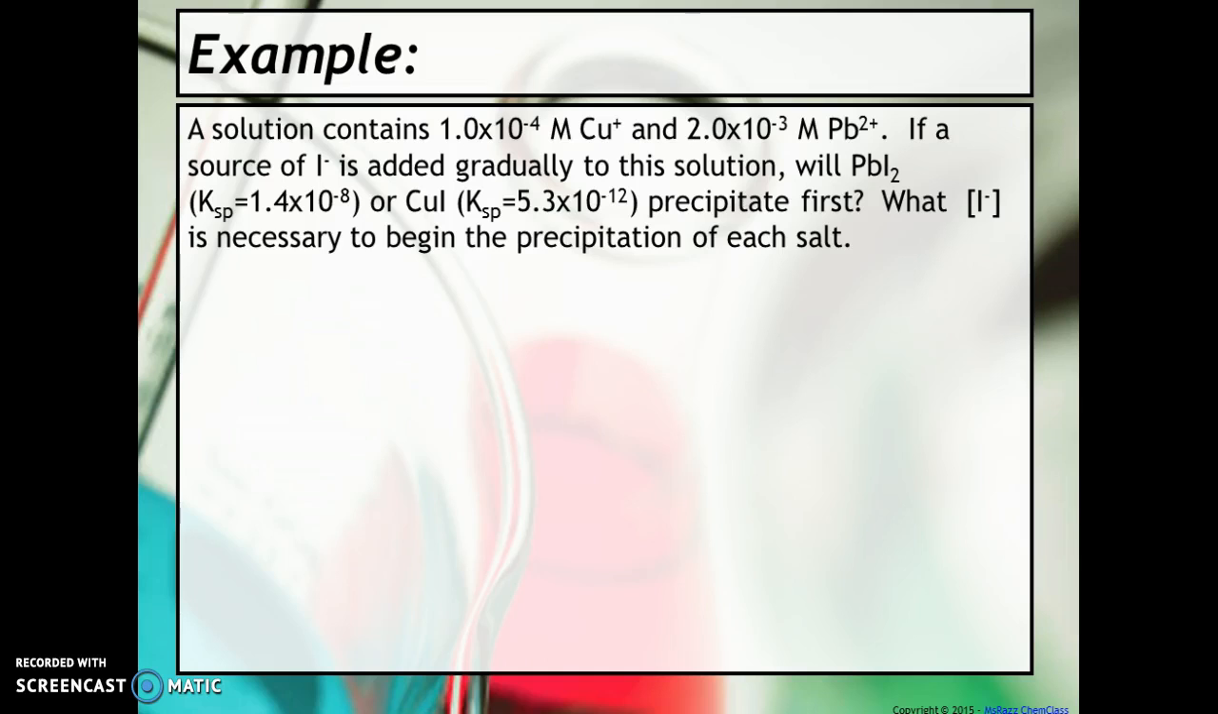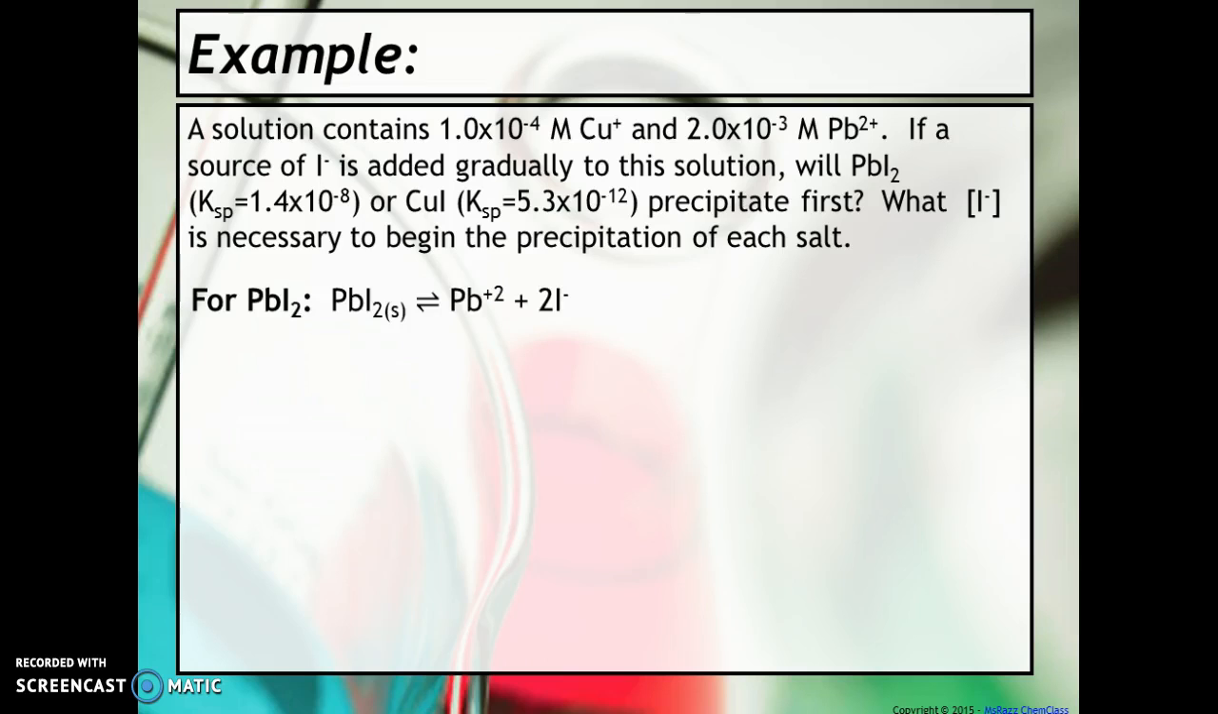A solution contains some 1 times 10 to the negative 4th molar copper and 2 times 10 to the negative 3rd molar lead. If we add some I negative to this solution, we want to know which precipitate will occur first, my lead iodide or my copper iodide, and it gave me 2 Ksps for those guys. I also want to know what concentration is necessary for each salt to be precipitated, because maybe I want to precipitate all of one out before I precipitate the next.